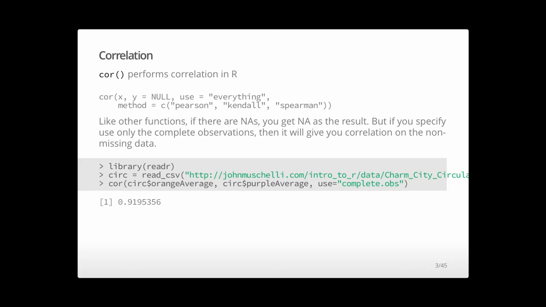Okay. So we're reading the data set in. So again, this takes x and y. Circular data set. We're going to use the complete observation. Anything's missing in either one of these, throw it out. Correlation between the orange line average and the purple line average. So do they correlate together? Or if people are taking the orange, are they not taking the purple, for example? 0.91. That's what you get out. It doesn't do a test. Just gives you a correlation. cor just does an estimate.